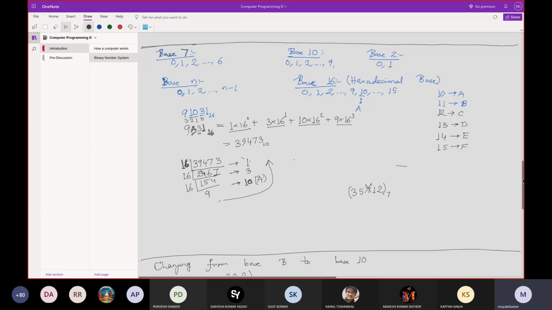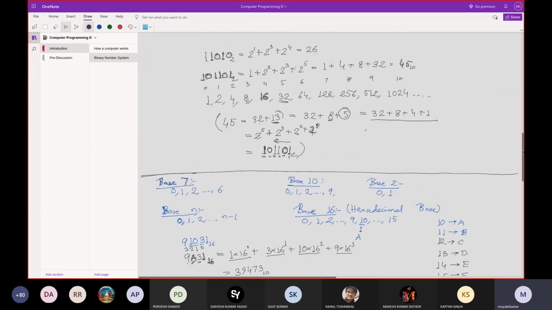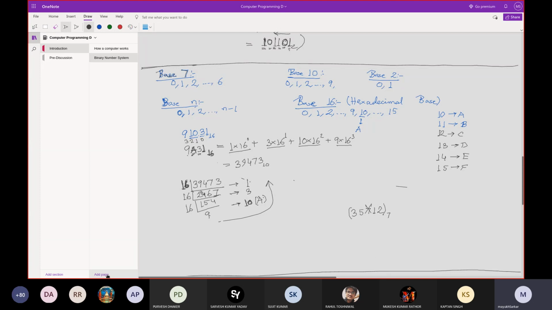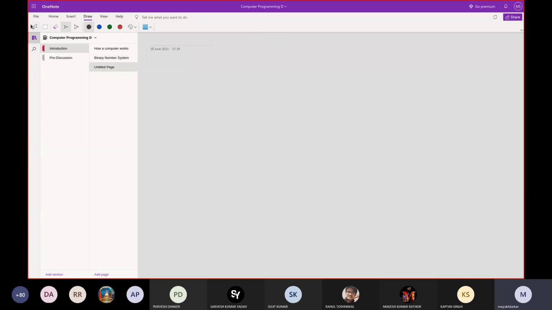So the concept of bases, the number system, is it clear? Any confusion till now? Okay. So now we'll start with the concept of binary arithmetic.